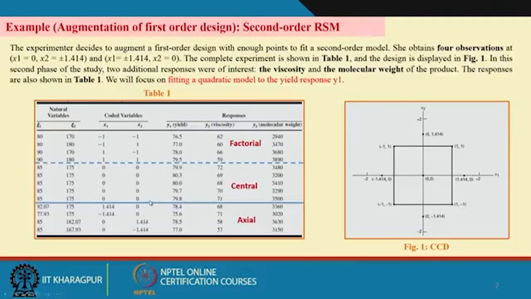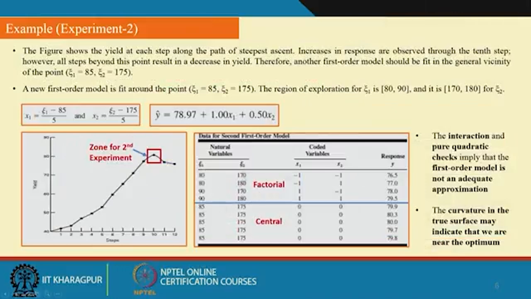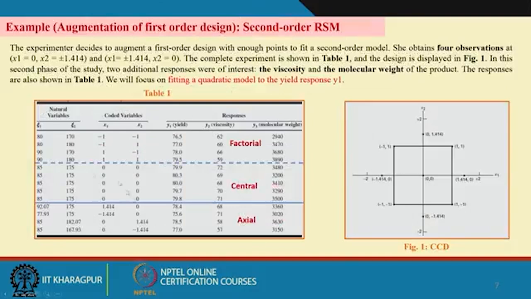To fit the second order response surface, you require more observations, otherwise you will not be able to estimate all the parameters. For example, with 4 factorial points and 1 central point, there are 6 distinct observations, since the 5 observations at the central point are treated as a single distinct observation. But you require 6 parameters to be estimated, so not all parameters can be estimated, and error cannot be estimated either. So we have adopted the central composite design with factorial points, central point and axial points.